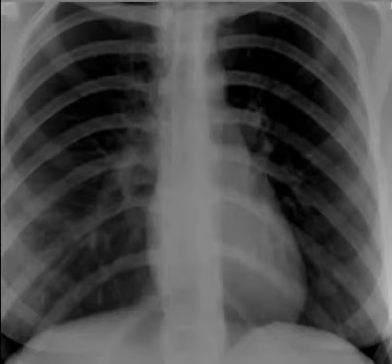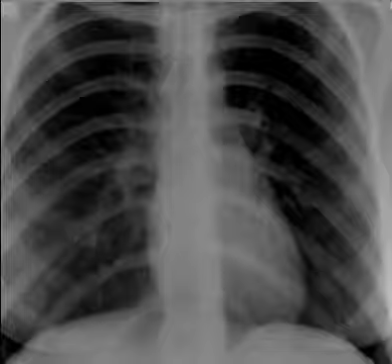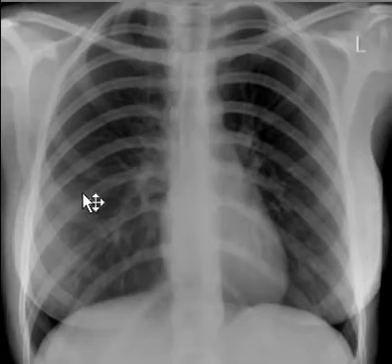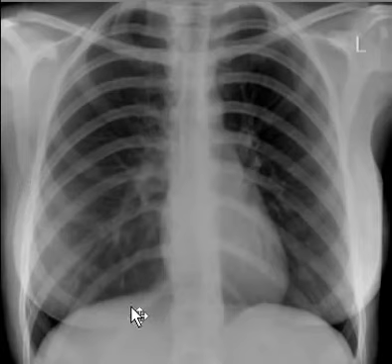Now you can also tell that this is a female patient because of the presence of both breast shadows here. Notice there's a subtle difference in the densities of lower lungs. So this area looks darker, this area looks darker as compared to this area. This is because breast absorbs some of the radiation, decreasing the density of lung underneath the breast.